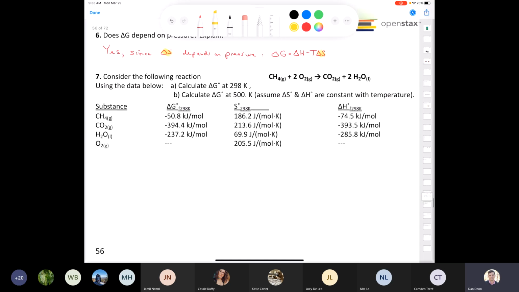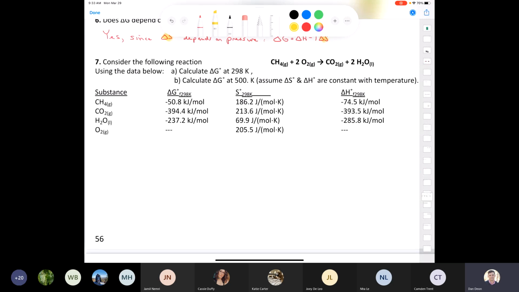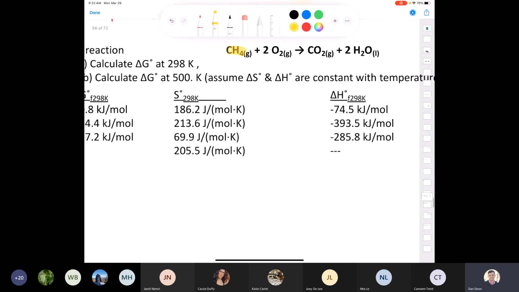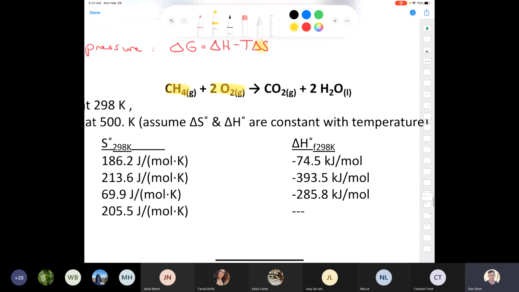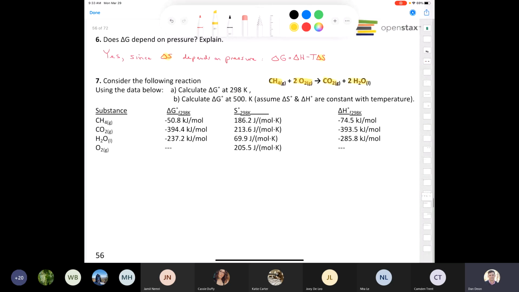Well, that takes us to question number 7. It says, for this reaction, this is the combustion of methane. So if you take methane and combine it with oxygen, you need 2 moles of oxygen for every 1 mole of methane. You produce carbon dioxide and 2 moles of water. So there's our reaction, the combustion of methane. If you've washed your hands today with warm water, you probably burned some methane in the process, because hot water in Colorado is usually produced from heating natural gas.